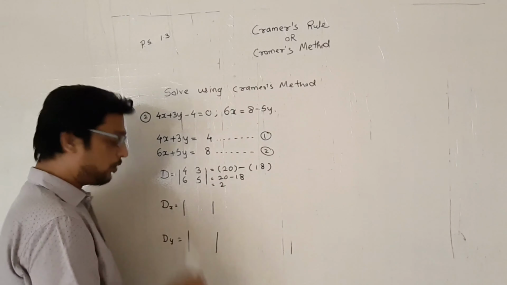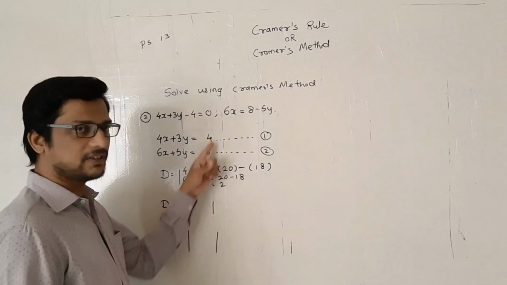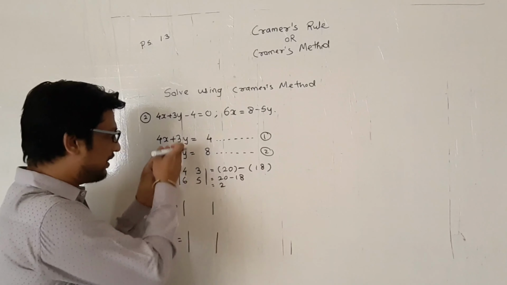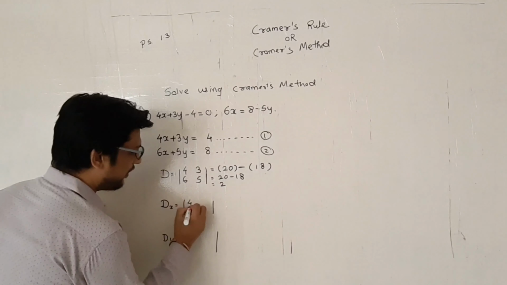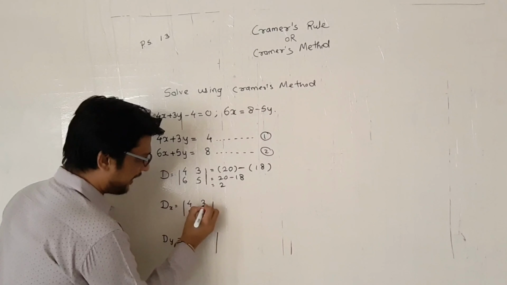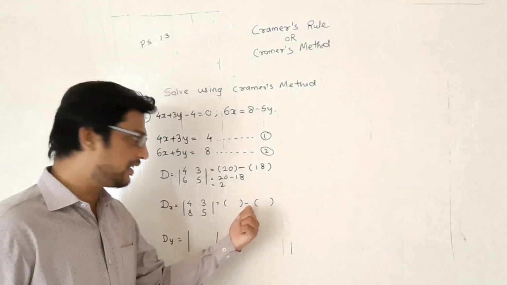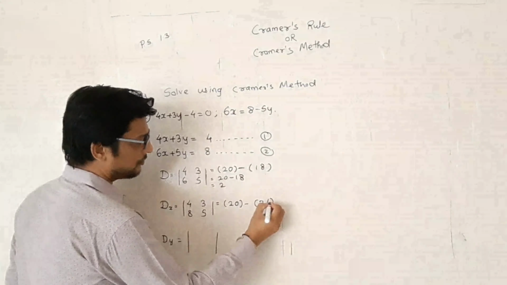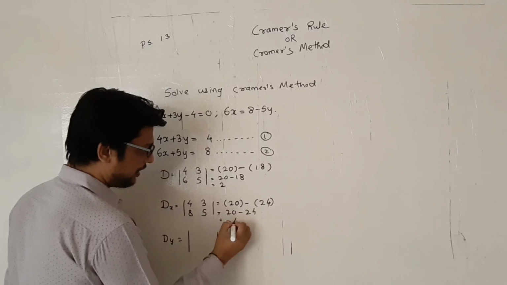Now I want to find the value of Dx. Now how to write Dx? By taking the help of this D and these two numbers. So from D I will replace the first column, that means the coefficients of x, with these two numbers. So 4, 8. Instead of the first column I have written 4 and 8, and I will write the second column as it is. So to solve this, again I am using two brackets and a minus sign in between them. 5 4s are 20, 8 4s are 24. So this will become 20 minus 24. This is nothing but minus 4.